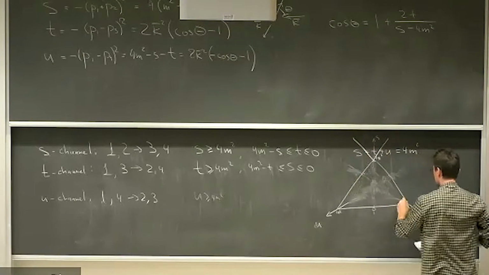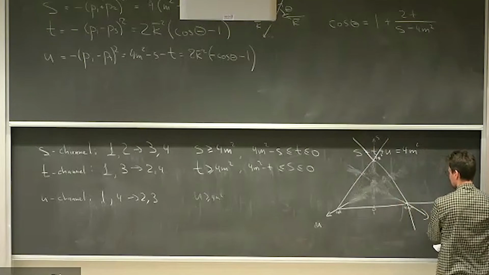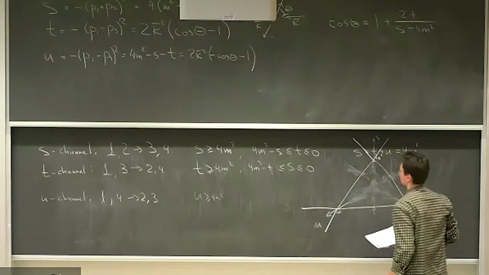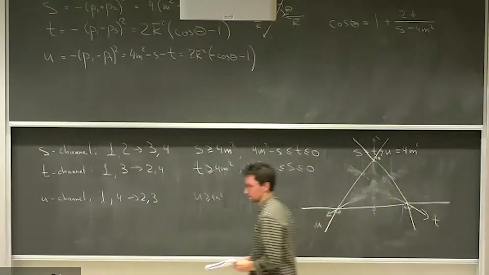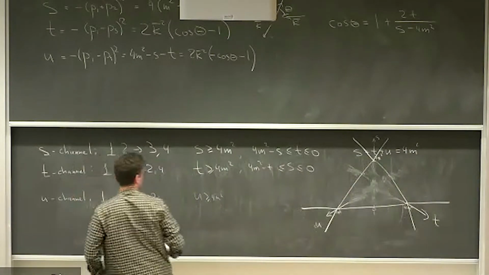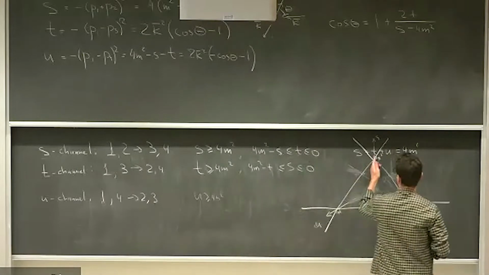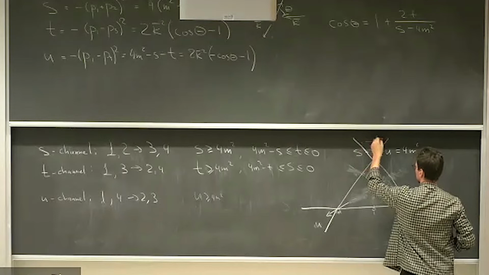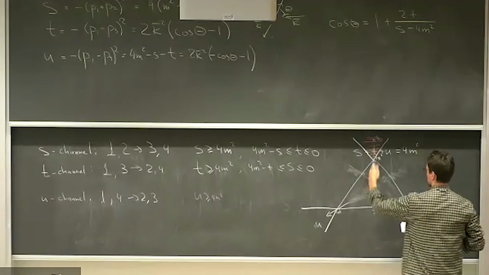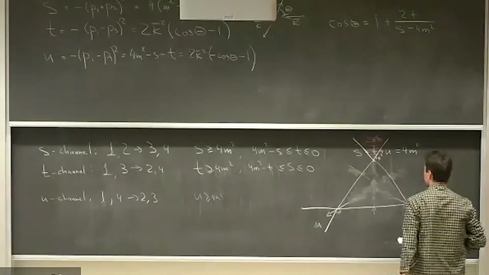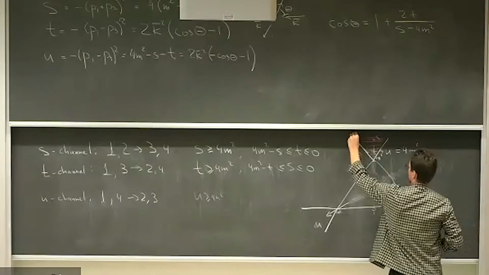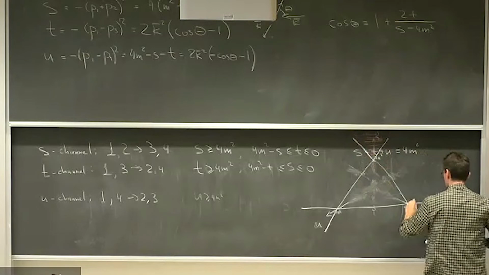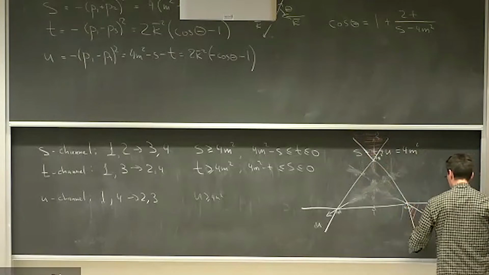And then the conditions that we described for the different channels are like this. So here we go, s larger than 4 squared. And you see that t is negative. So this is the physical region which corresponds to the S channel. This is the region that corresponds to the T channel.